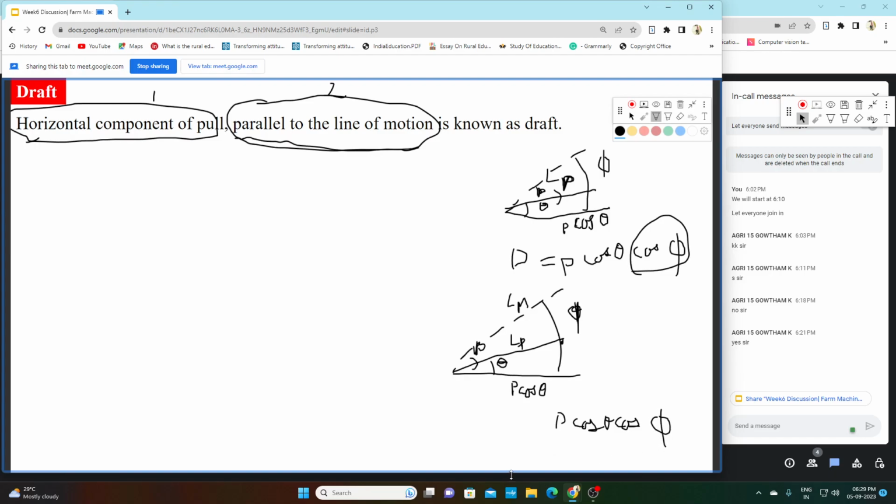Okay, is this clear? Yes, sir. Clear, right? Or should I repeat the second part again?